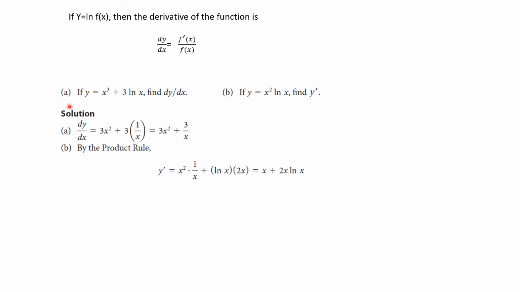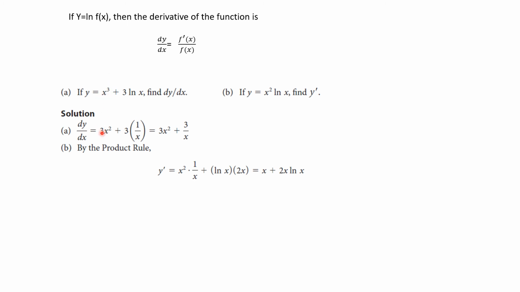Exercise number one: if y is equal to x to the power 3 plus 3 ln x, then you have to find dy by dx. Now you just follow the rule, dy by dx is equal to, here for x to the power 3, we have to follow the power rule.